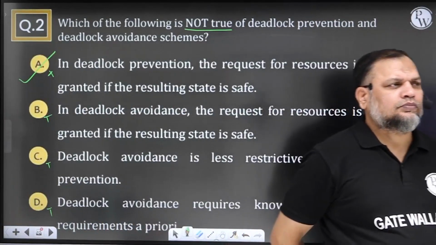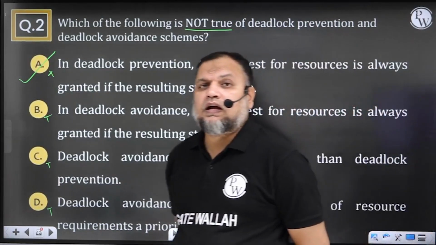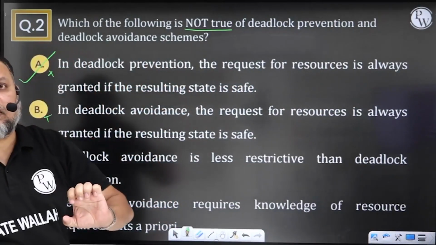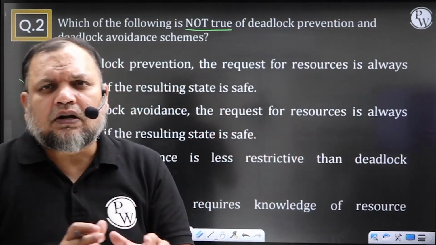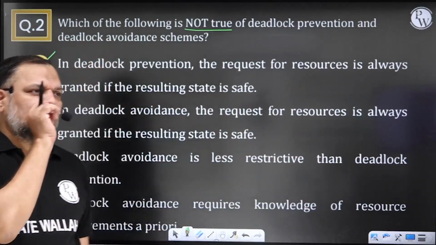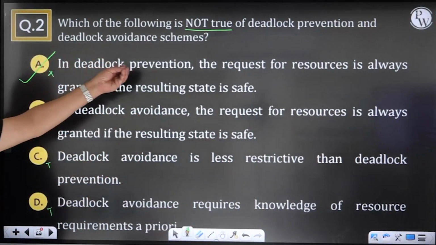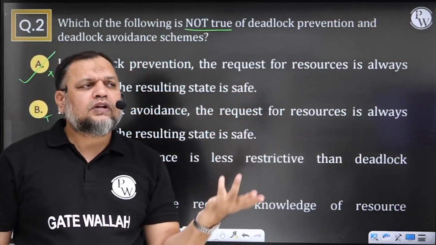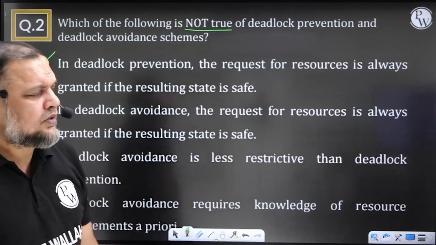Not true, he's saying. Got it? So questions like this are typical and important, and that is why I say to solve questions, your concept should be clear. If I solve test series, if I work out this problem, that problem, it will not help. Foundations are required. So if you make your foundations clear, such questions can become easy. The point is very simple. In deadlock prevention, the request for resources is always granted if the resulting state is safe. Where is the question of state? Safe and unsafe is an avoidance algorithm.